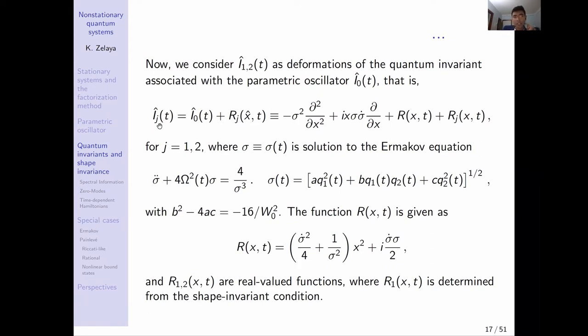Notice here that we have two quantum invariants, IJ, where J is 1 or 2. So for each I, we have an unknown R, and it will depend on which one we are referring to. Sorry, if you know sigma, or Q1 and Q2, how do you find R1, R2? Oh yeah, that's what I will explain. That's the main point of the problem, to find R1, R2. I will explain in the next slide.